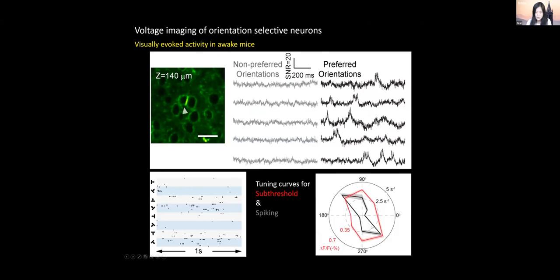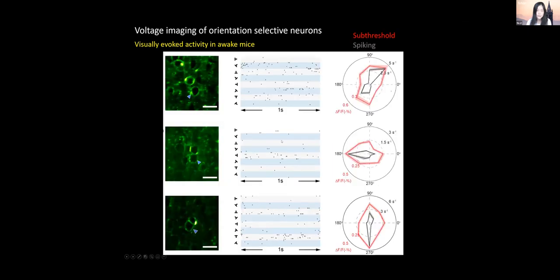Now we can look at the tuning curve of the neuron using either the action potential or the subthreshold response, and we can see that the action potential-based tuning curve is sharper than the subthreshold input, as expected and consistent with what is known from electrophysiological measurements. And here are just a few more examples of neurons with both orientation or direction selectivity.